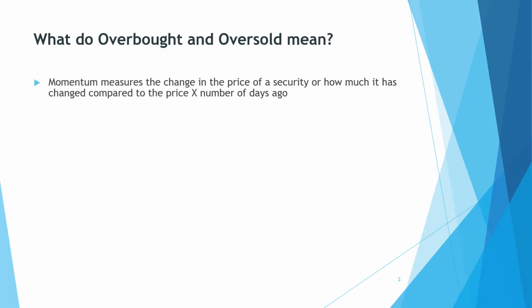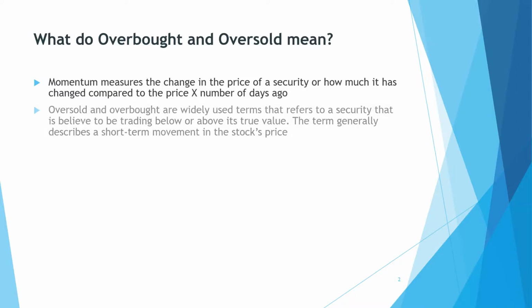So, first, what do overbought and oversold mean? Well, basically, it has to do with the stock's momentum, or an equity or security's momentum. And momentum is simply a measure of where the price is today versus the price X many days ago. The egghead definition is that oversold and overbought are widely used terms that refer to when a security is believed to be below or above its true value. So these things are generally short term.